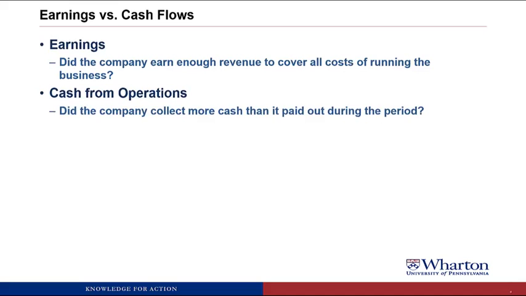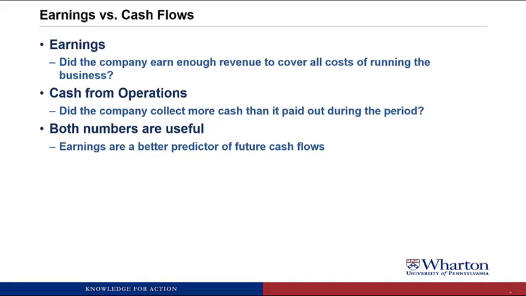Cash from operations answers the question, did the company collect more cash than it paid out during the period? And the answer for Vulcan is yes, they managed their cash in a way that they still had more cash coming in than going out, which is obviously something you need to do to maintain your business. Both numbers are useful. Don't think that one number is better than the other. Both have their advantages, both tell you something, both also have their disadvantages.